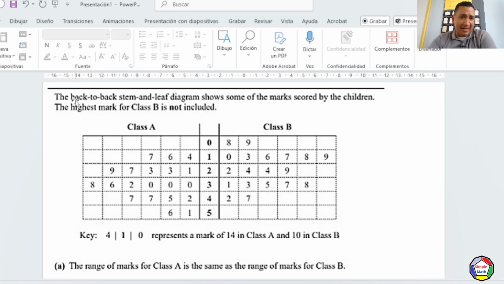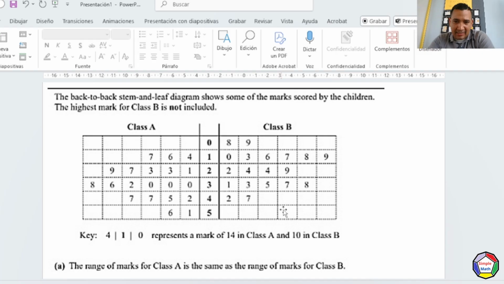It says, the back-to-back stem and leaf diagram shows some of the marks scored by the children. The highest mark for class B is not included. As you see, this is class B and this is class A. In the center, in some of these diagrams, we have some numbers, so we need to understand what is happening in this diagram.